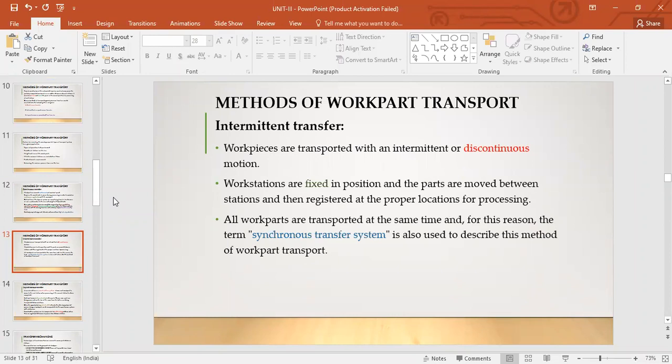So intermittent, as the name suggests, you have a break in between, right? Discontinuous motion, as opposed to continuous. Workstations are fixed in position, and the parts are moved between stations and then registered at the proper locations for processing, as we normally imagine it to be. As I told you, automated material handling is responsible for properly locating that work part for processing.